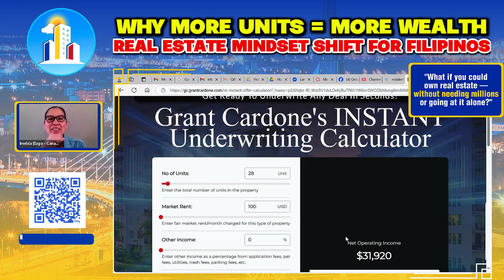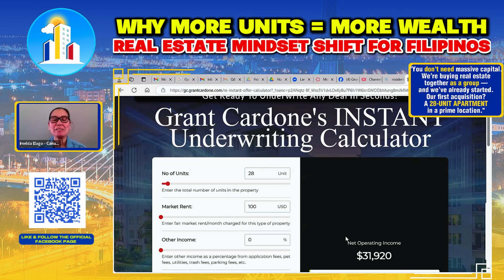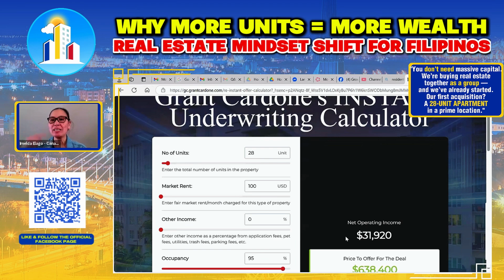Sa pinaglalaruan ko to kanina sa building that we acquired, yung 28 units, di ba? Sa ngayon, 100% occupied siya, which is really, I'm so grateful. Salamat po sa napakagandang occupancy. Ang tinitingnan ko dito is yung value increase.